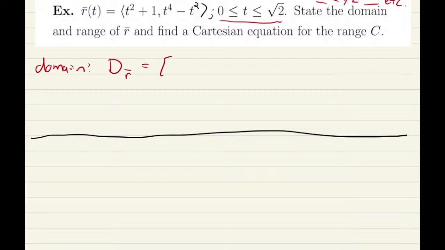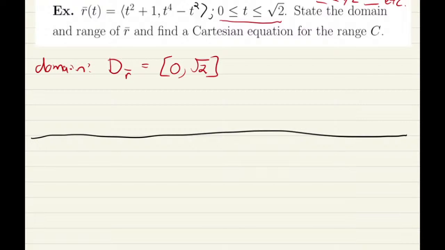This is the interval 0 to the square root of 2. Here we have a bounded interval. Sometimes the interval is bounded. The only rule is the domain has to be an interval.